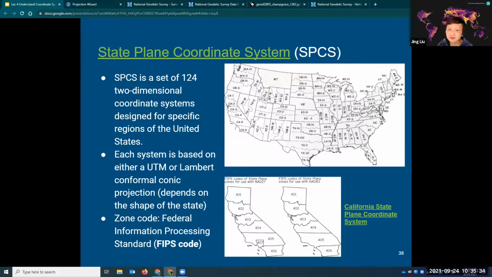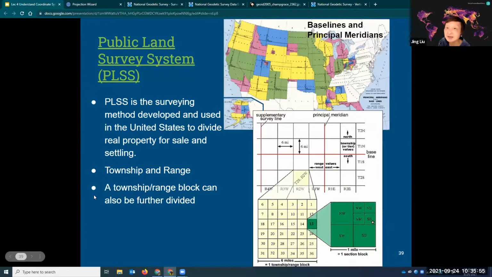That's also called the FIPS code. For LA, in the older version we have 407, this code for Los Angeles, but in the later version, NAD 1983, we just merged it into the larger 405 zone, this code. And you have another one.